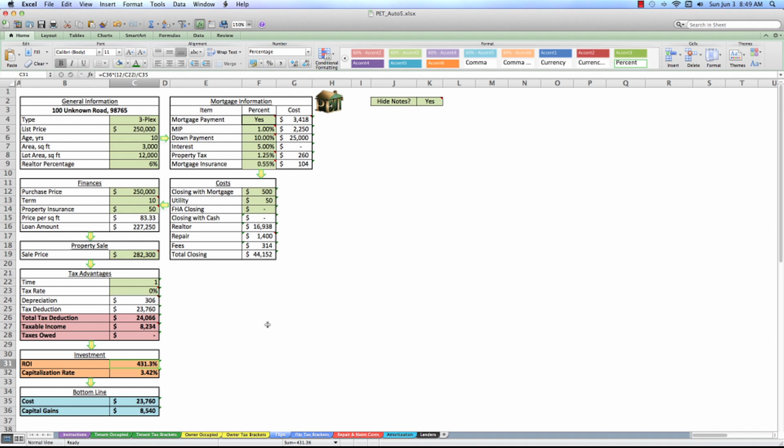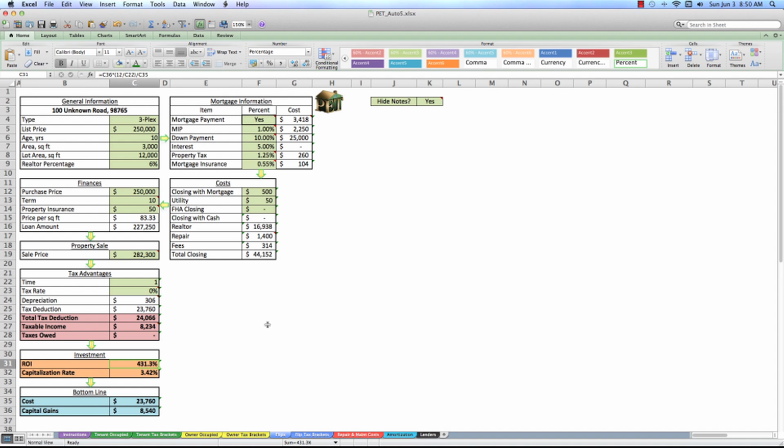The property tax though is 1.25%. Now in the cost box, you'll see the closing with mortgage. You'll set that at $300 and utility is $60 a month. The FHA closing is $0, and that concludes everything in the cost box. I will mention the repair should be set at $1,000. I know with the limited PET version you don't have access to the repair and maintenance cost, so that will just have to remain the same.